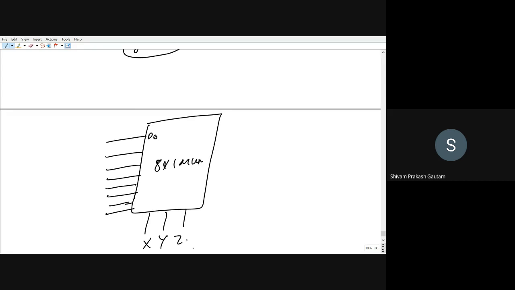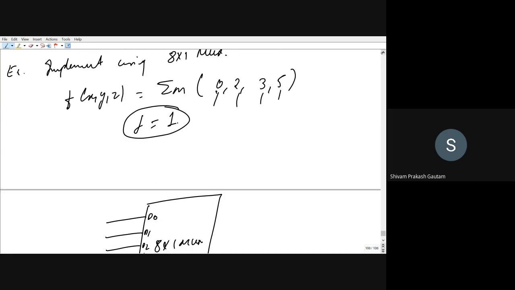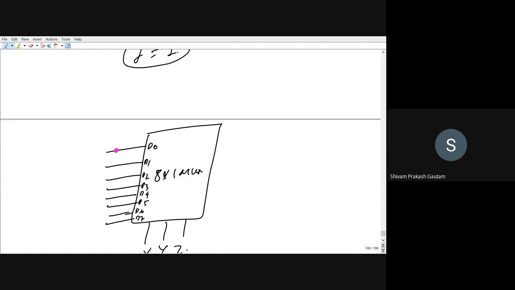Let us say D0, D1, D2, D3, D4, D5, D6, and D7. What do you want to implement? Again, you have to give 1 to which input? 0, 2, 3, and 5. So at these, we want to give 1 as the input, and for the rest of the cases, the input is 0.